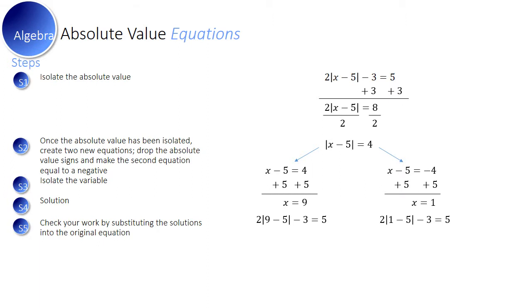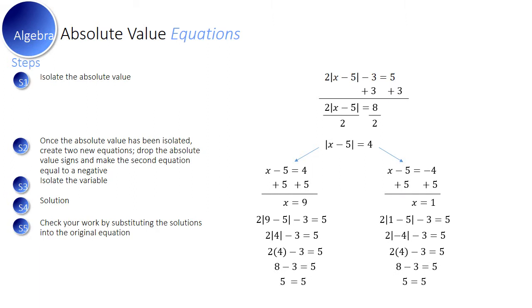So this time we're going back to regular old order of operations. 9 minus 5 is 4. The absolute value of 4 is 4. So 4 times 2 is 8, minus 3 equals 5. And we see that 5 equals 5. So we do know that that solution is correct.